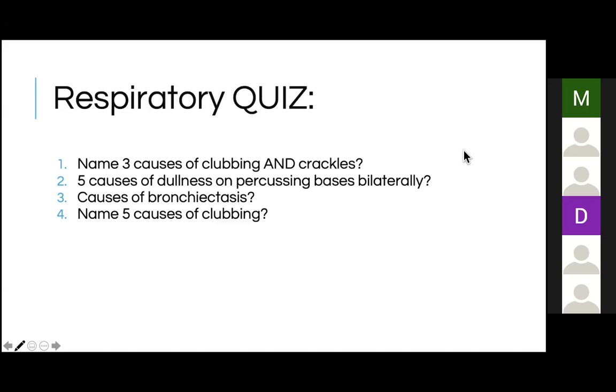Yes, lung cancer, interstitial lung disease, I'll take. Heart failure is not a cause of clubbing unless it's cyanotic heart failure, congenital cyanotic heart failure. Clubbing, lung cancer, yes. Cystic fibrosis, yes. Yep, good. 3 causes of clubbing and crackles.